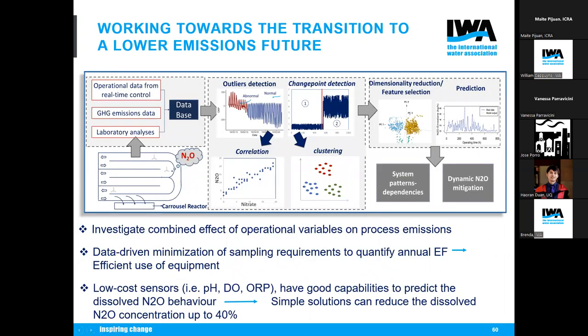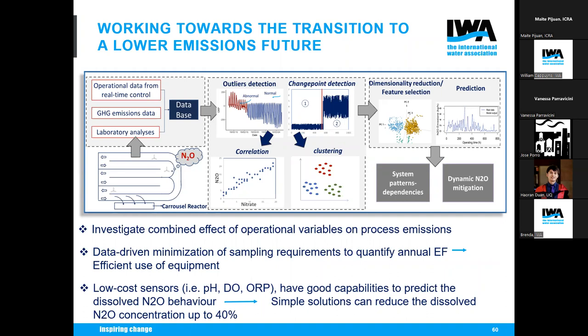Several examples of data utilization from our own work and other works are presented in the book. We can see how we can use data to minimize N2O sampling requirements for the reliable quantification of annual emission factors. This is when we do not want to monitor for 1 year continuously. In practice, we have shown that AI-guided sampling strategies can result in the most reliable annual N2O emission factors compared to conventional intermittent sampling methods, such as monthly sampling.